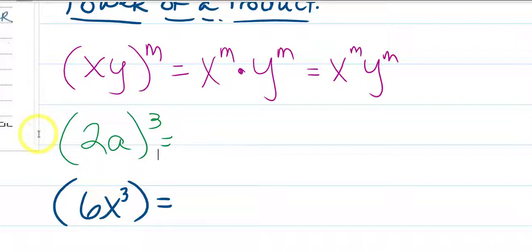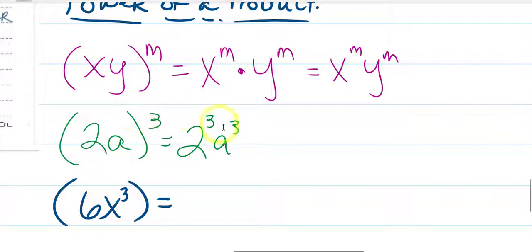All right, so now I have a multiplication of 2 times a, and all of that is being raised to the third power. So let's take a look at how I would do that. I'm going to take this exponent of 3, and I'm going to raise each factor inside of the parentheses to the power of 3. And that's going to look like this: 2 cubed times a cubed.